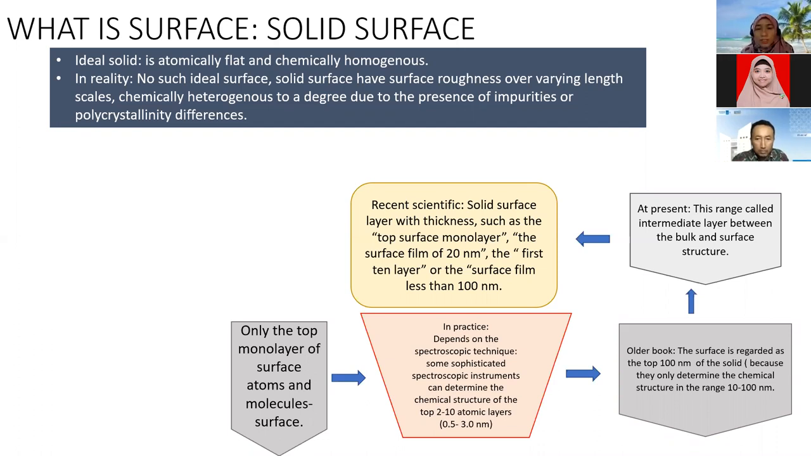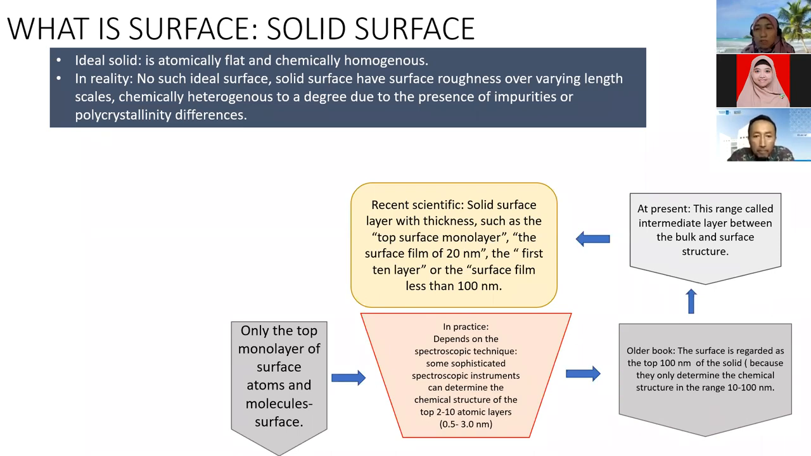So in practice, it depends on the spectroscopy technique, because of the enhancement of spectroscopy techniques, nowadays how far the instrument can detect the molecules that we call surface, and can measure and analyze them, determines the surface. It can determine the chemical structure of the top 10 atomic layers, about 0.5 to 3.0 nanometers. Older books said that the surface is regarded as the top 100 nanometers of the solid, but nowadays, because of the enhancement of spectroscopy, it is 0.5 to 3 nanometers. So it's a very, very thin layer that is considered a surface. Beyond that, we call it the bulk.